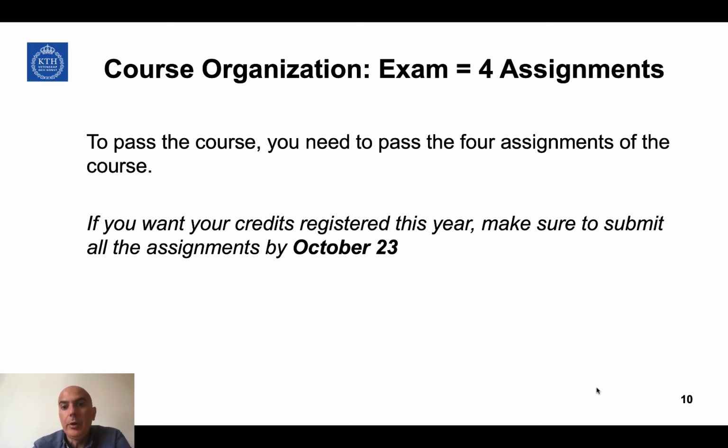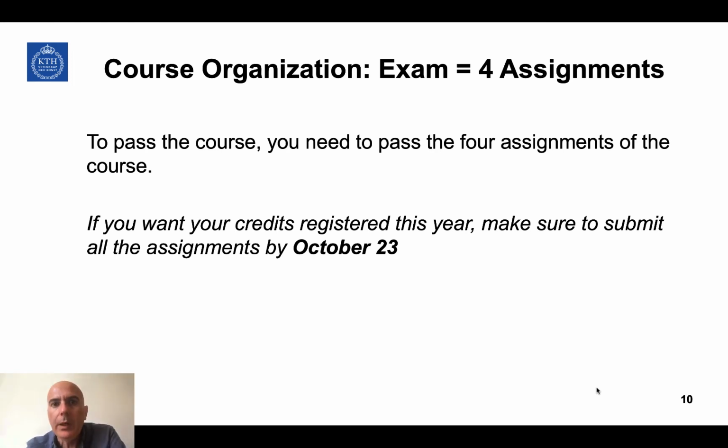The way to pass this course is to complete the 4 assignments and pass them. As soon as you finish all the assignments in a satisfactory way, we will pass you in the course. If you want the credits to be registered this year, make sure to submit all the assignments by October 23.